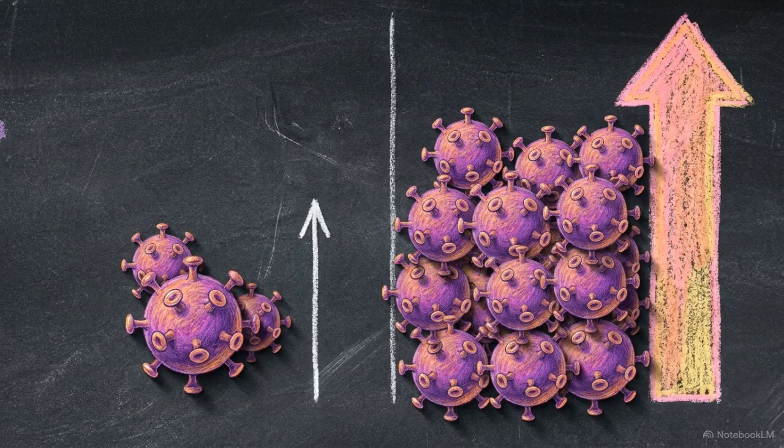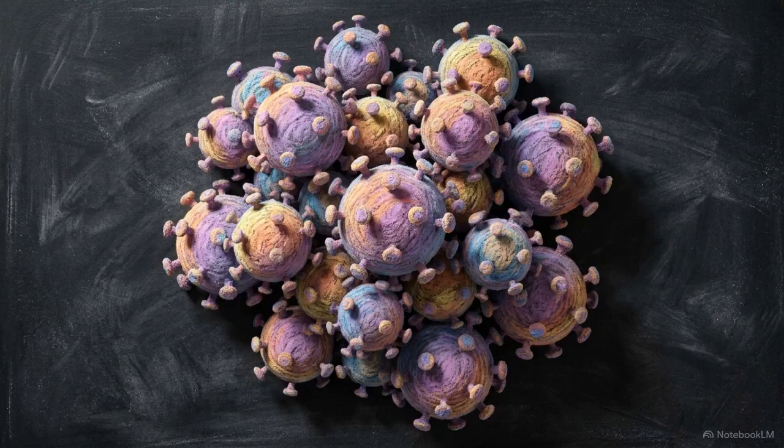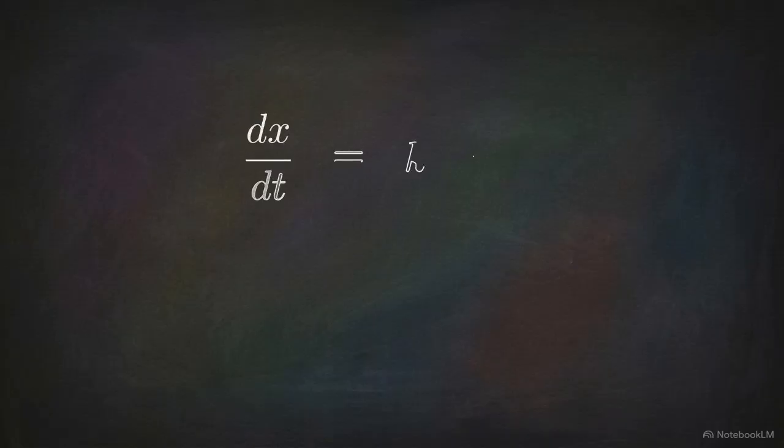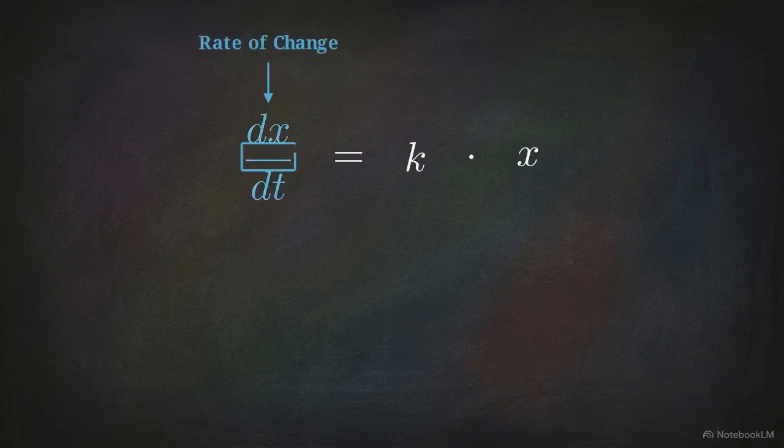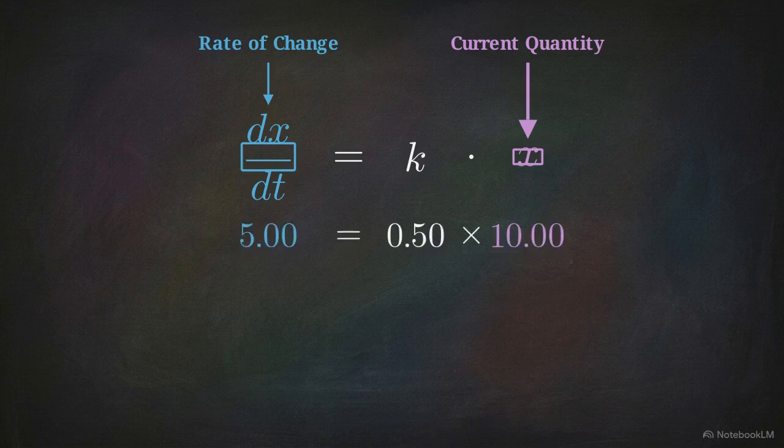By definition, exponential growth occurs when a system's instantaneous rate of change is directly proportional to its current quantity. It grows at a rate dictated entirely by its present size. This animated diagram displays the fundamental differential equation governing this behavior. dx over dt equals k times x. The instantaneous rate of change, the derivative on the left, is strictly proportional to the current quantity, x, on the right.